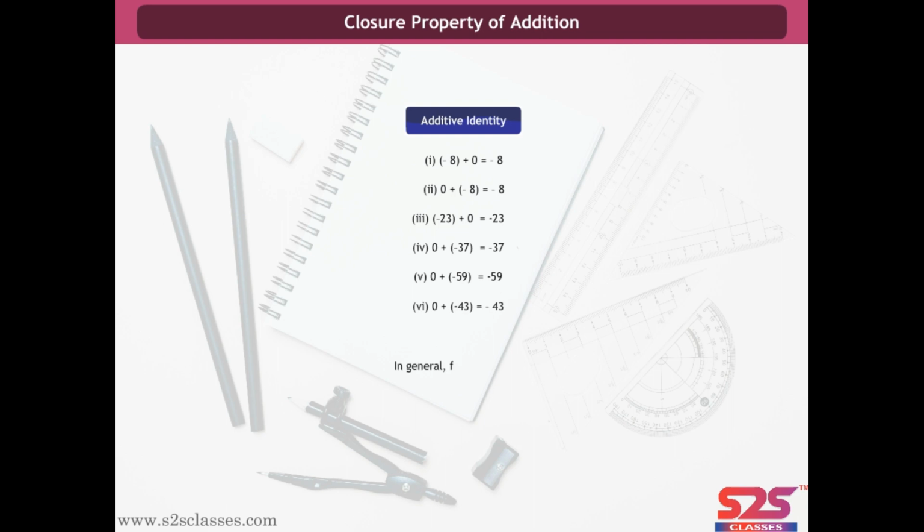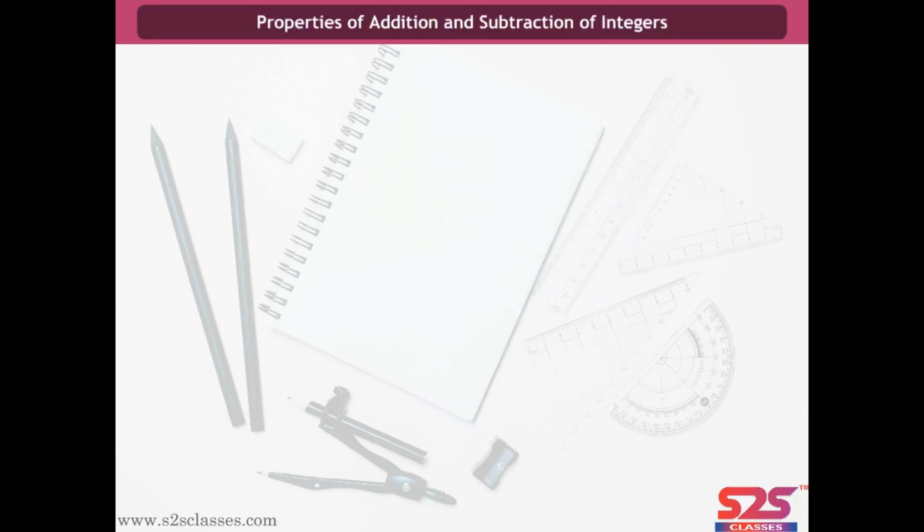In general, for any integer a, a plus 0 is equal to a is equal to 0 plus a. Yes, we get that 0 is an additive identity for integers. Properties of addition and subtraction of integers.